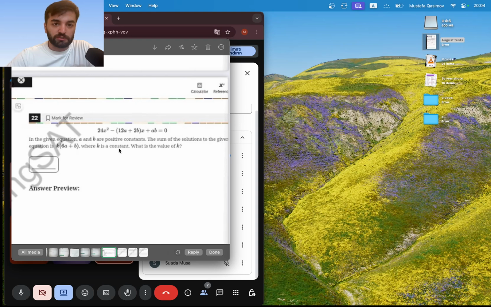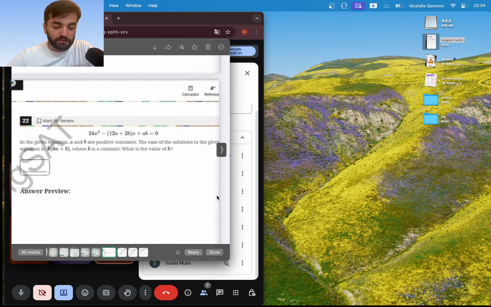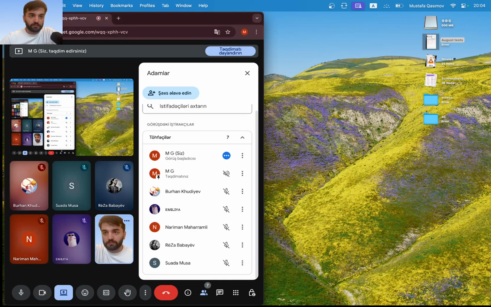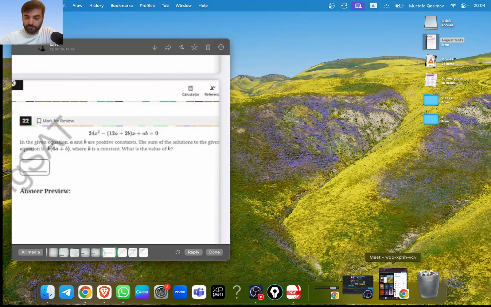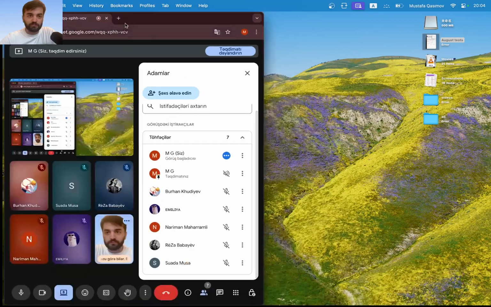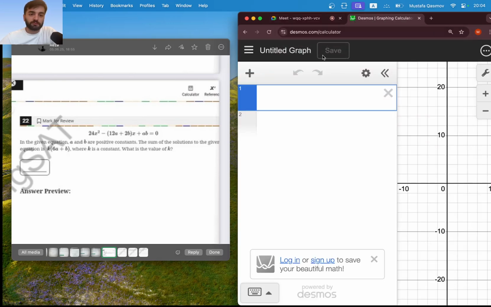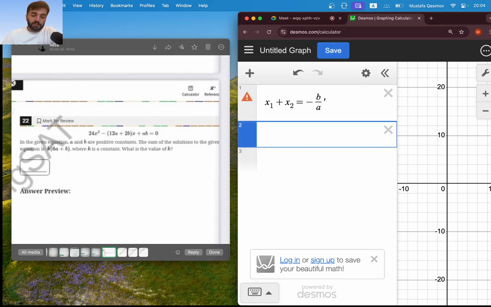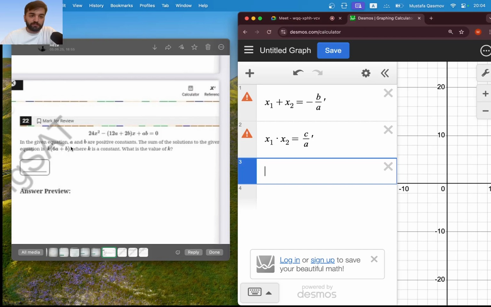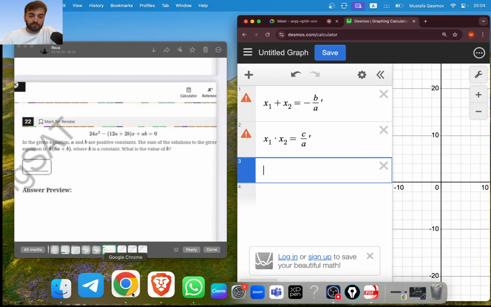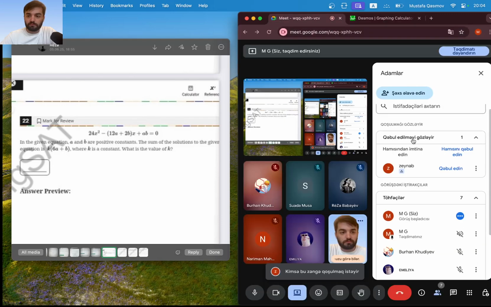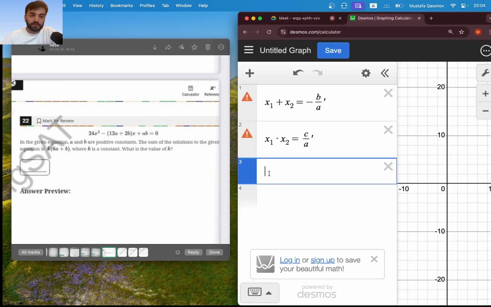Okay, we have this question. It is related to Viet. For Viet, we know that the sum of solutions is equal to negative b over a. So we have to use that one here. X1 plus x2 is equal to negative b over a. X1 multiplied by x2 is equal to c over a. So from here we can find the answer.